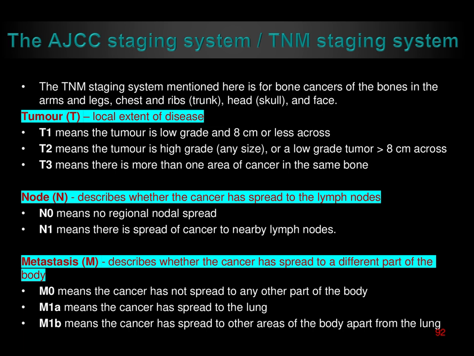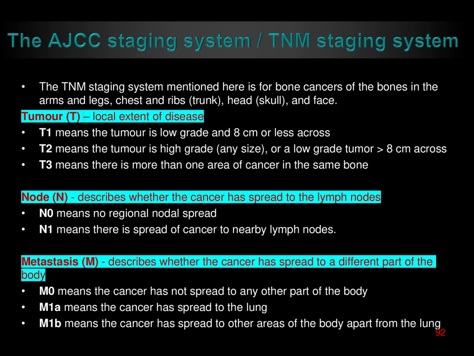Next comes the node, which is represented by N. It describes whether the cancer has spread to the lymph nodes. N0 means no regional node spread. N1 means there is spread of cancer to nearby lymph nodes. Metastasis, which is represented by M, describes whether the cancer has spread to a different part of the body. M0 means the cancer has not spread to any other part of the body. M1A means the cancer has spread to the lung. And M1B means the cancer has spread to other areas of the body apart from the lung.